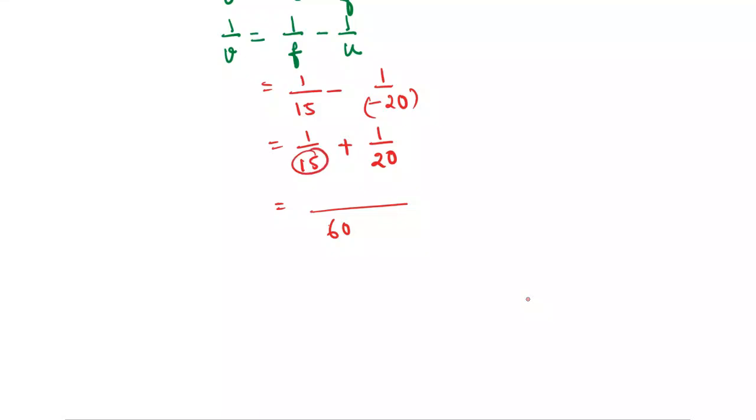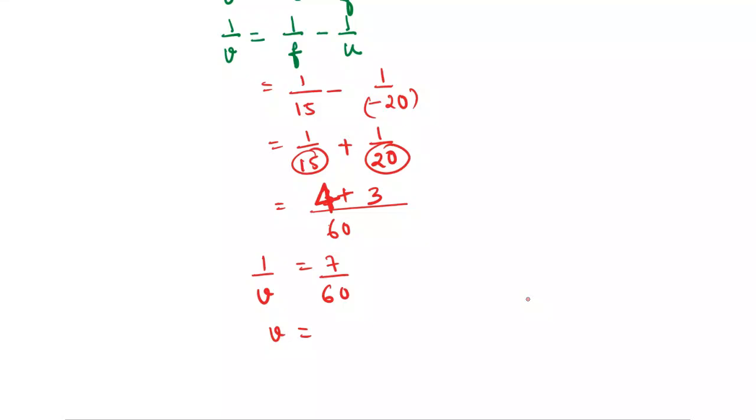Now 60 is 4 times 15 and 3 times 20. So 4 into 1 is 4, plus 3 into 1 is 3. Now after solving, 4 plus 3 is 7 divided by 60. On the left hand side we have 1 upon v. Now you need to note that you need to find the value of v.